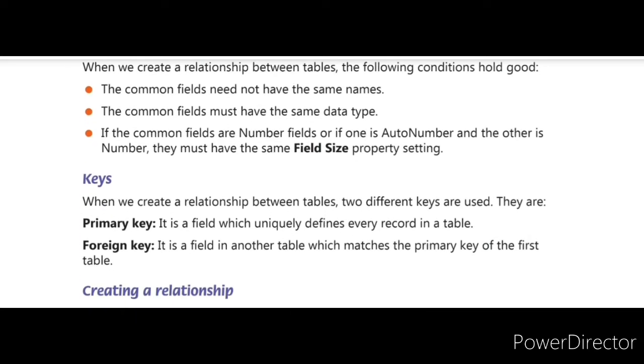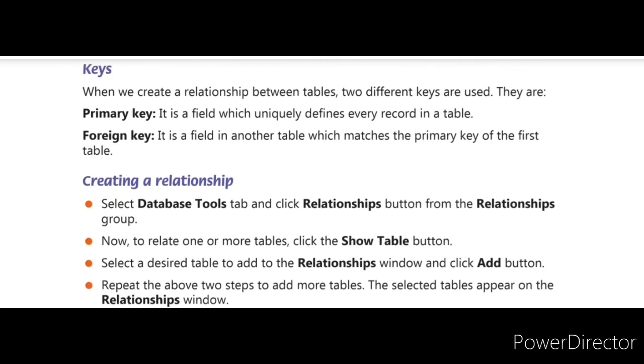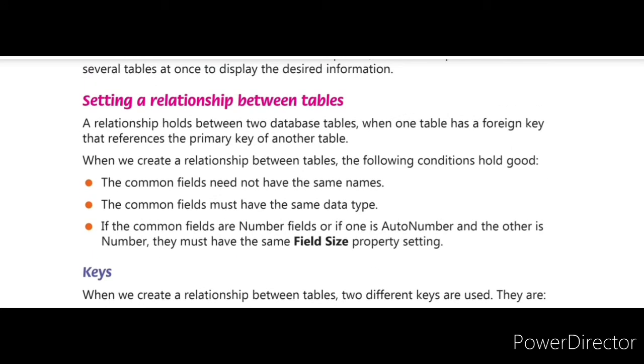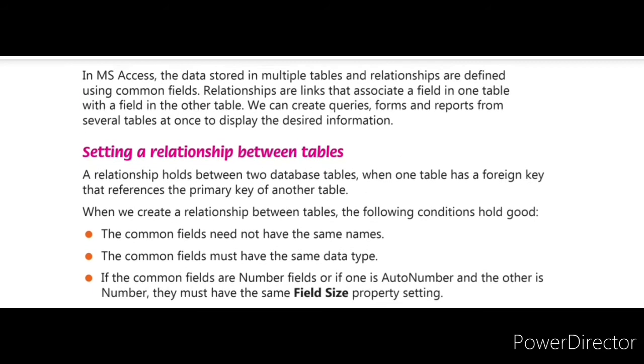Next we have seen what keys are. When we create a relationship between the tables, two different keys are used. What are the keys? Primary key, which is a field that uniquely defines every record in a table, is called the primary key. What is a foreign key? It is a field in another table which matches the primary key of the first table. So these are the two keys. Next we have seen how to create a relationship. A relationship is a link which combines the two database tables.